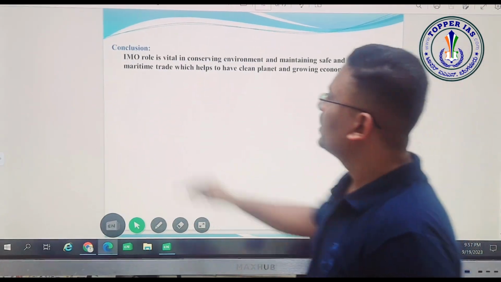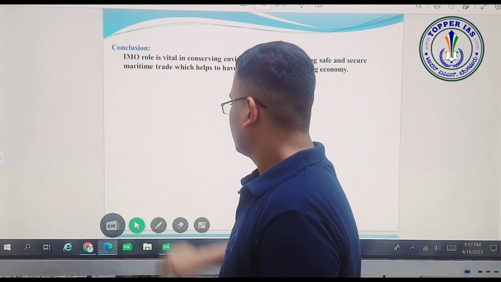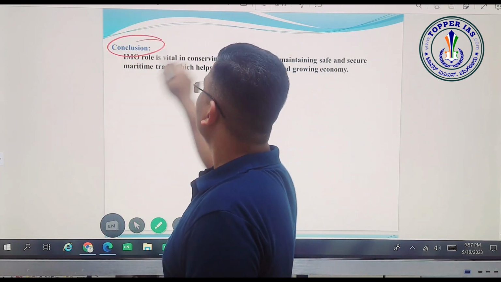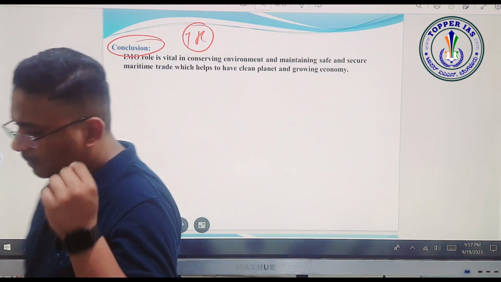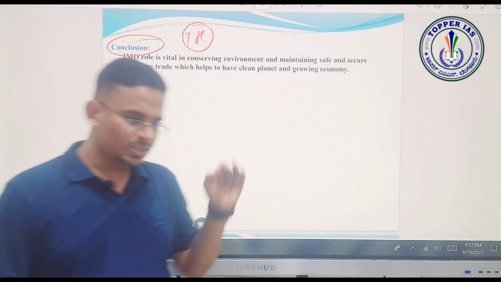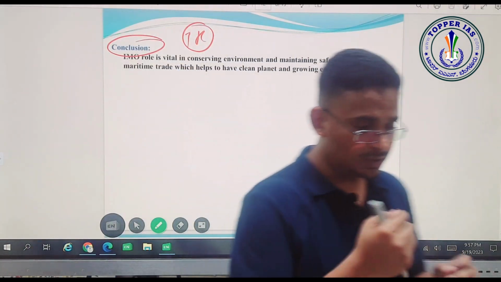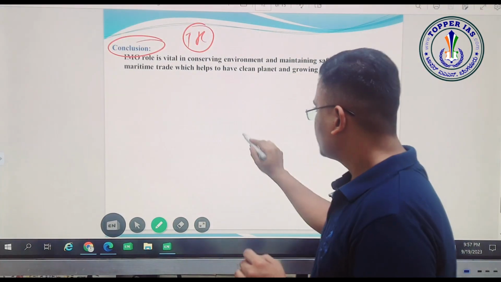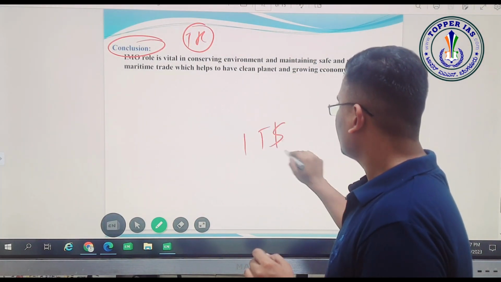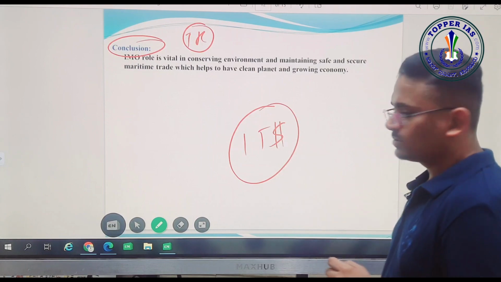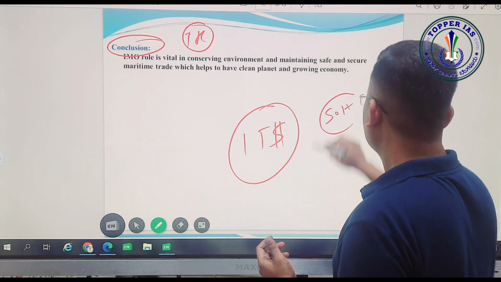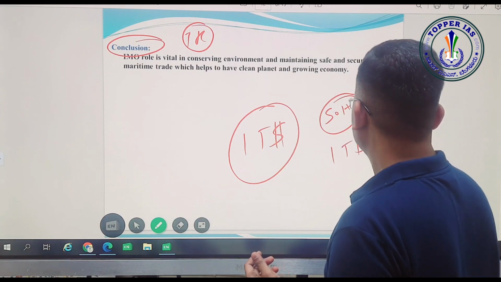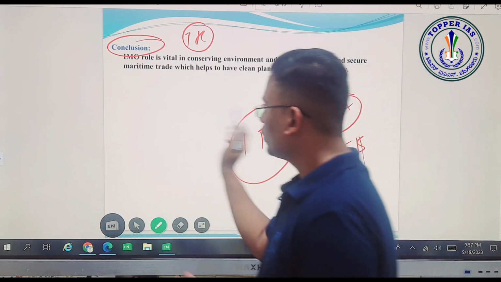Then, coming to the conclusion. The trade routes of the world are important routes. The Malacca Strait: how much in goods and services crosses it every year? At least $1 trillion of goods and services cross the Malacca Strait. Again, talk about the Strait of Hormuz: at least $1 trillion again. Because what is traded through Hormuz? Oil.